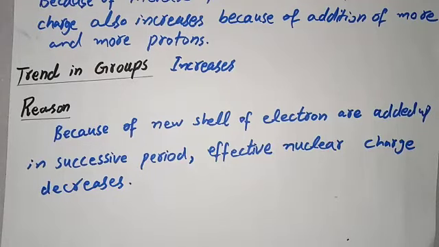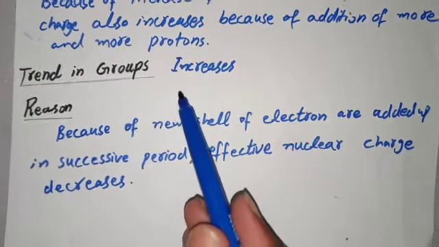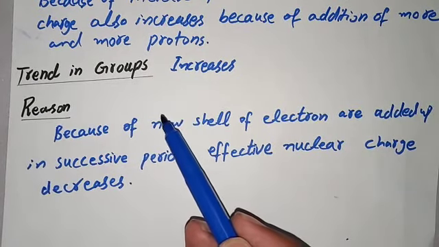Now we will discuss the trend of atomic size or atomic radius in a group. As we have learned, atomic size decreases in a period due to the increase of atomic number, effective nuclear charge also increases and protons are added. So when charge increases, size is reduced. And in groups, atomic size, atomic radius increases.